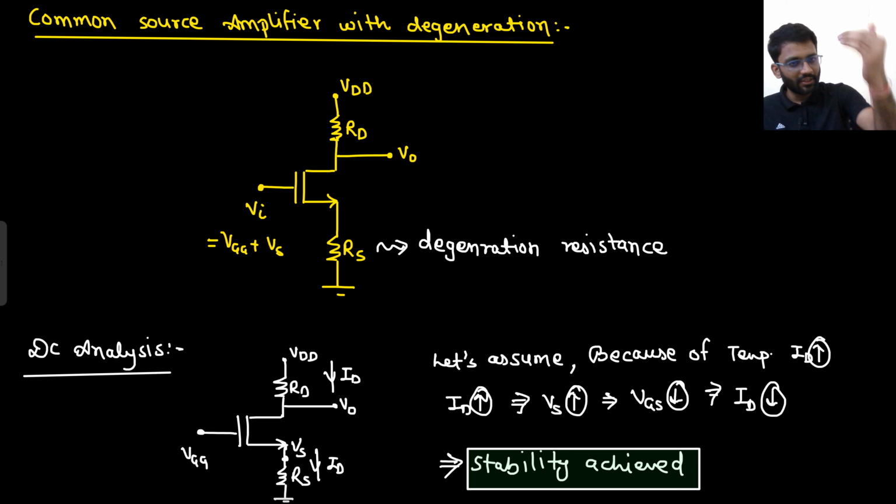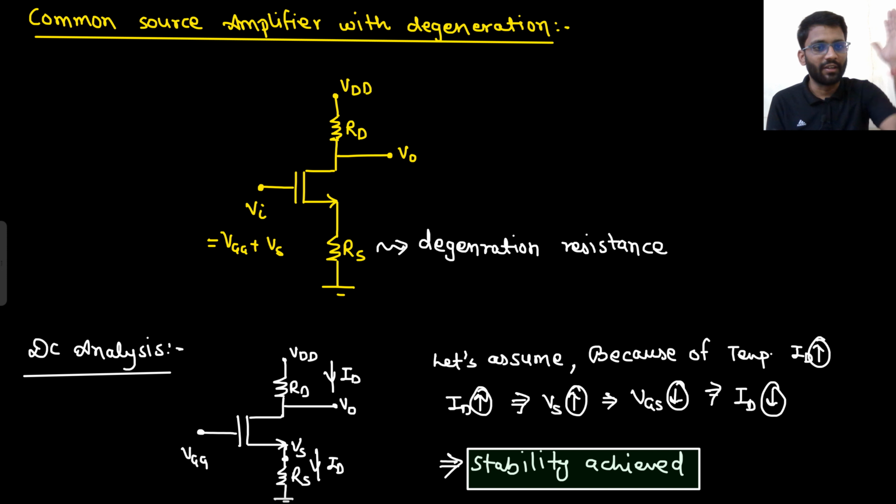That if ID is increasing, your Vs is going up. That means your Vgs is going down. That means your ID is going down. So if it increases by its own, it is coming down. You don't need to do anything. The circuit is making sure that your ID doesn't increase very much. If it increases very much, your Vs will increase very much, your Vgs will go down, so ID will go down. So your circuit is making sure that your ID doesn't increase infinitely. So this is the advantage of degeneration.